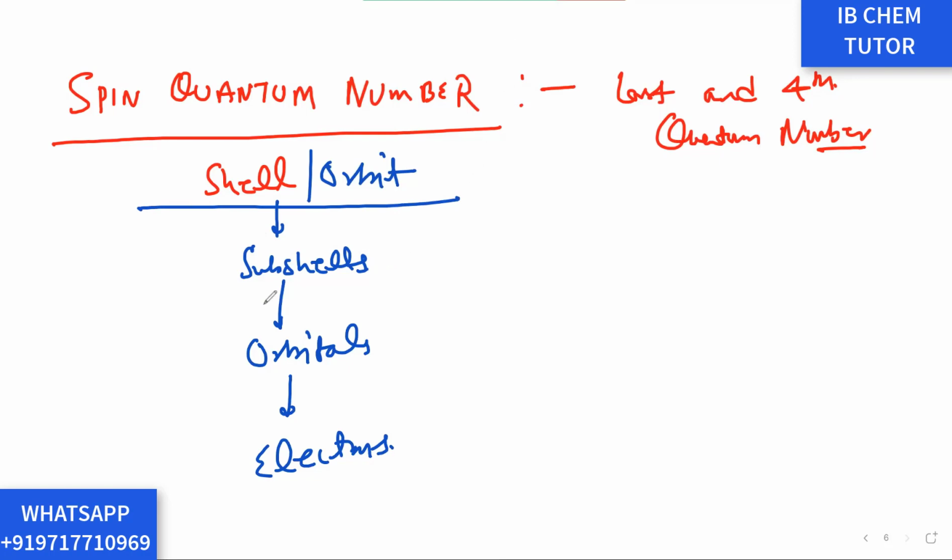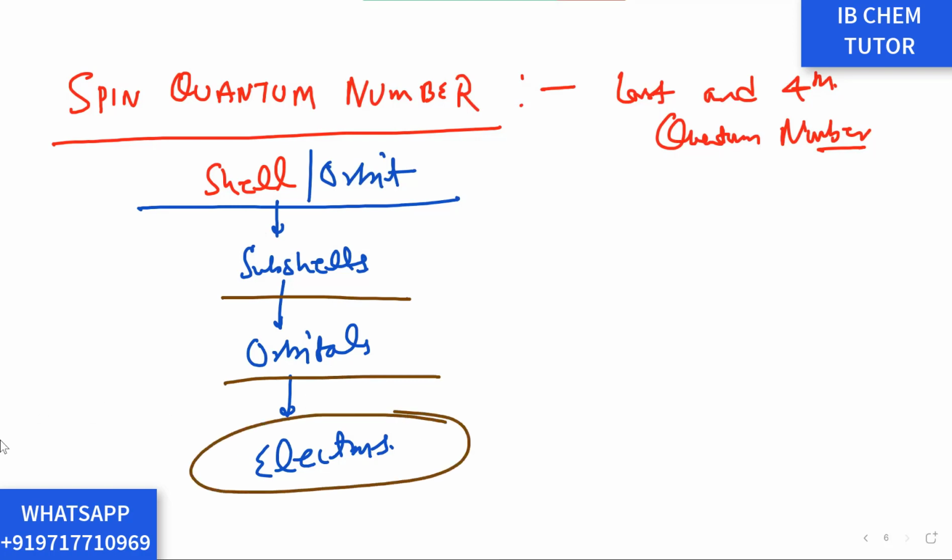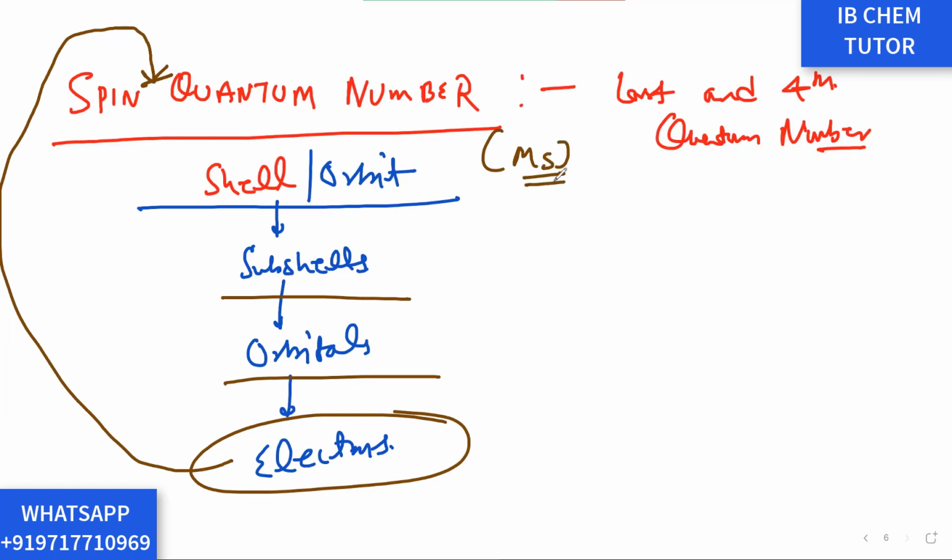So we have already cleared shell or orbit. We have also cleared subshell. We have also cleared orbitals. What are we left with? Electrons. And about these electrons, the information that you are going to get will be with the help of the spin quantum number. This is represented with ms.